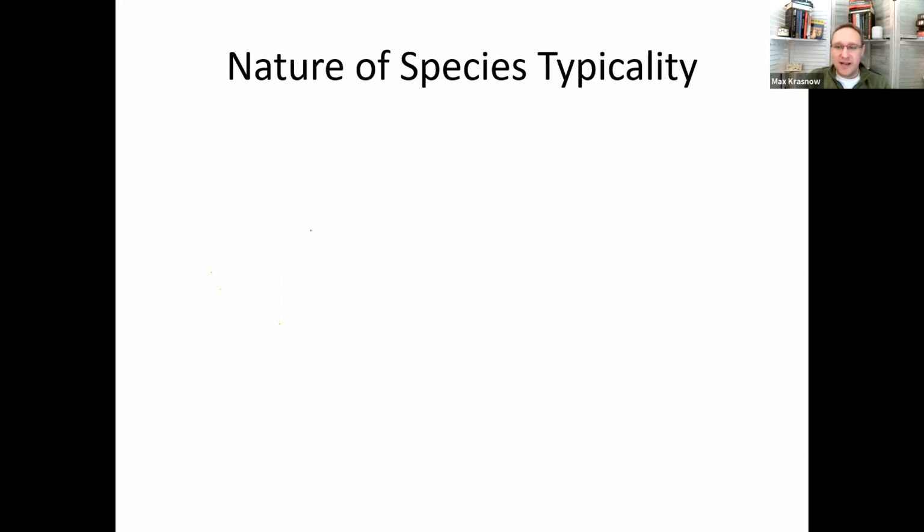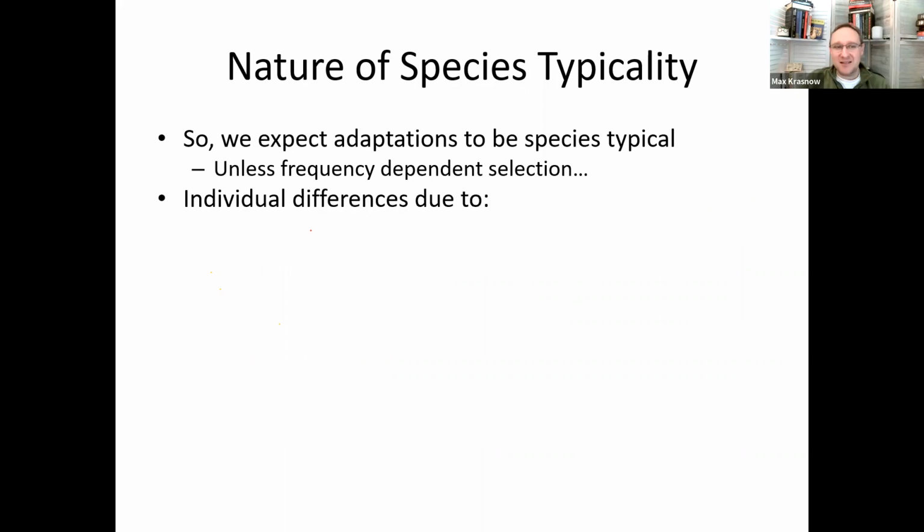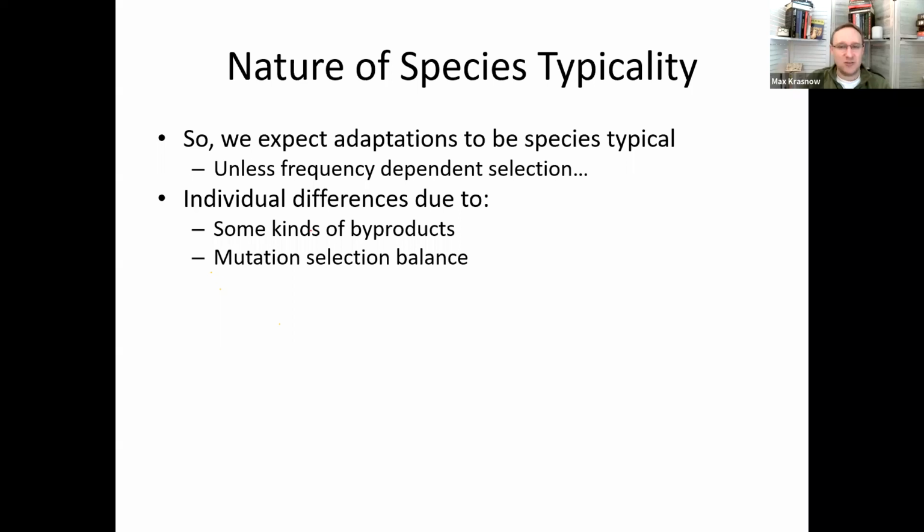Returning to our view of human nature that we checked in on at the top, our new model says that we expect adaptations to be universal and species typical, except when they're frequency dependent. And we expect more individual differences because they're the result of byproducts, and also that reservoir of variability that we get from mutation selection balance due to noise.